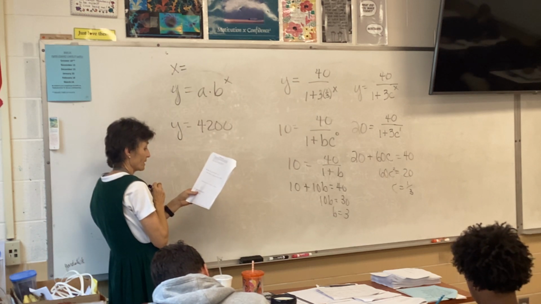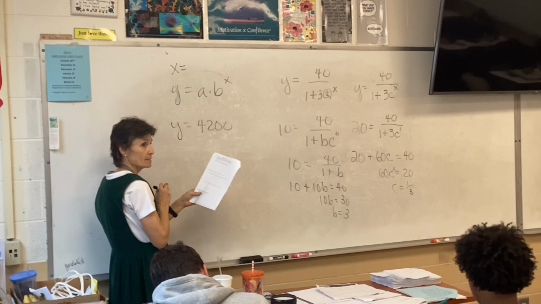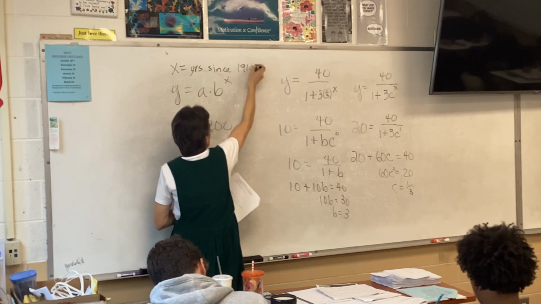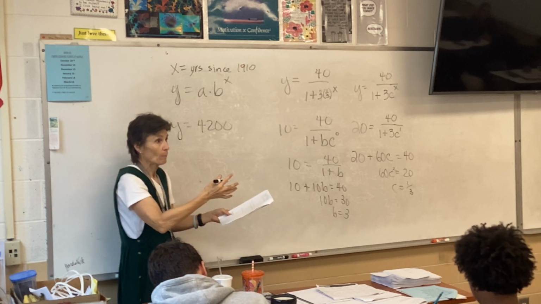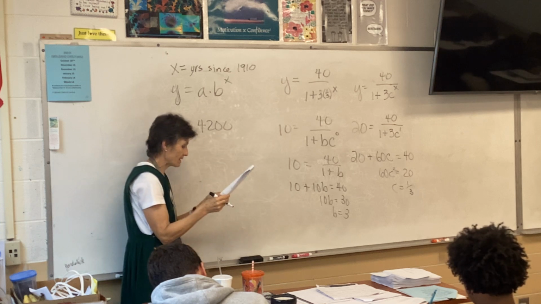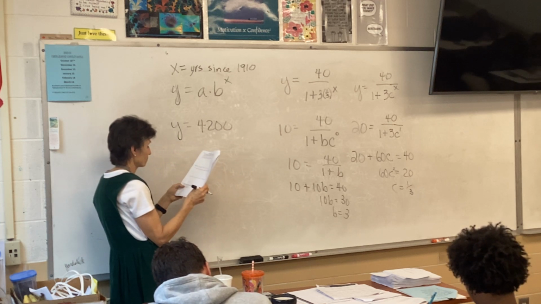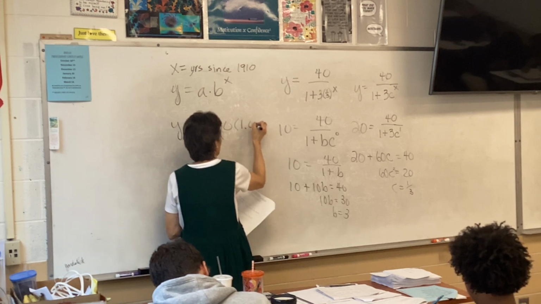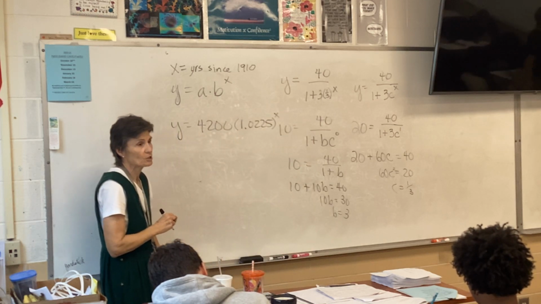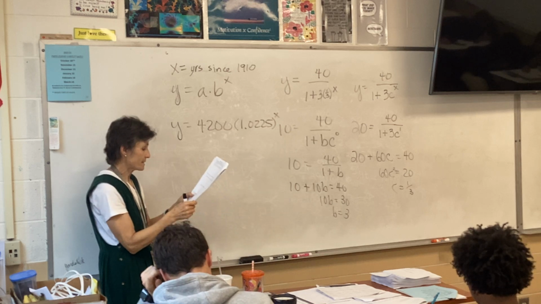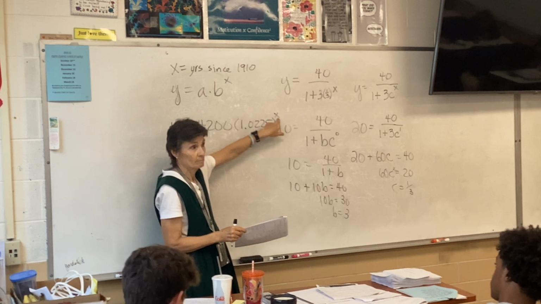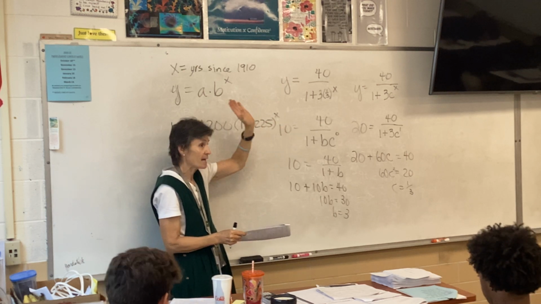What is x going to be? Years since 1910? Which is fine, just keep that in mind. So when you get an answer like 12, that would mean 1922. Okay, then what is your base? 1.0225. Beautiful. There's your equation. So when it says estimate the population in 1930, what will you put in for x? 20? Yep, type it in, get the answer. Done.